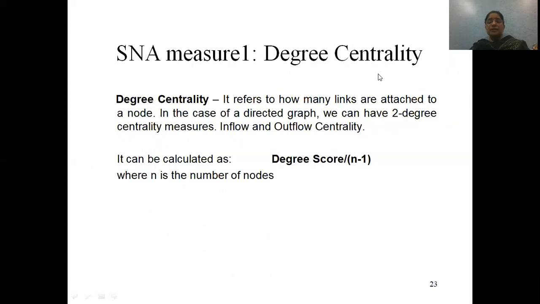The first one is the degree centrality. It refers to how many links are attached to a node. In the case of a directed graph, we can have 2 types of centrality: inflow and outflow. And the formula to calculate degree centrality is the degree score divided by n minus 1, where n is the number of nodes in the network.